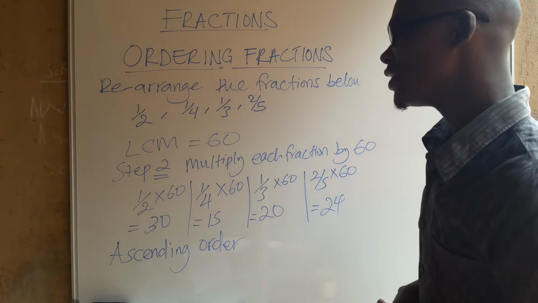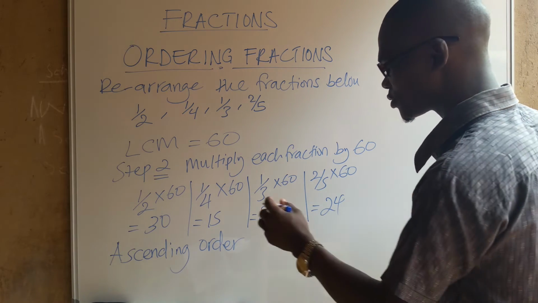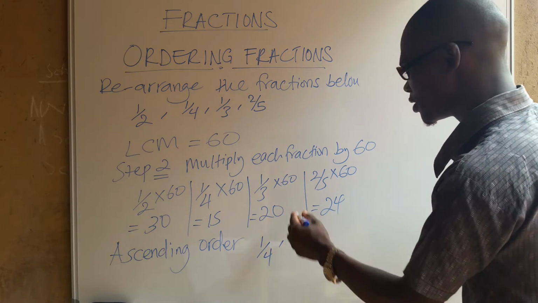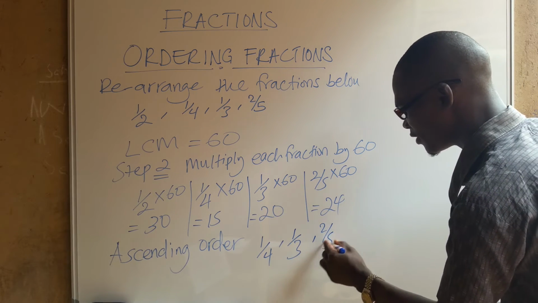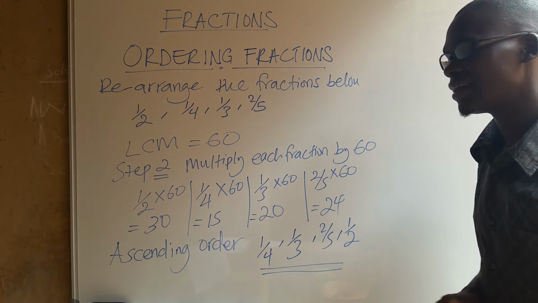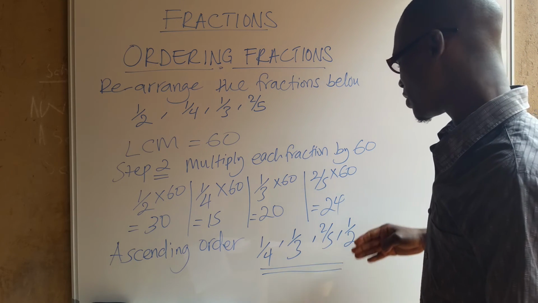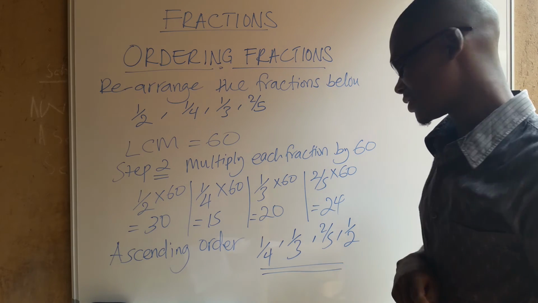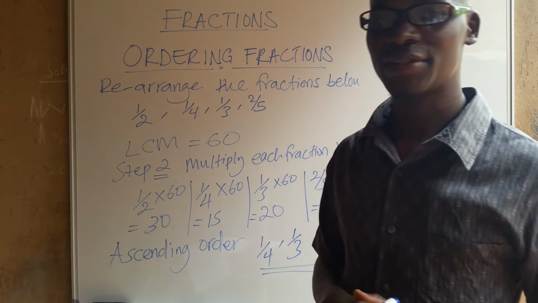In ascending order, we shall be moving from the smallest to the biggest. That is to say, it is a quarter that is giving us the smallest, followed by a third, followed by 2/5, and lastly a half. So this is the ascending order. We can also do the same for descending, to be the reverse of this, whereby we shall come with a half first as we do the other side. So that is how we order fractions.